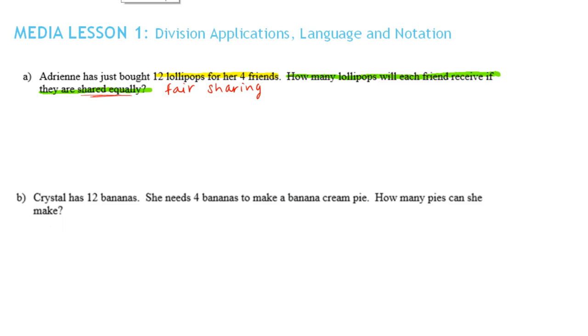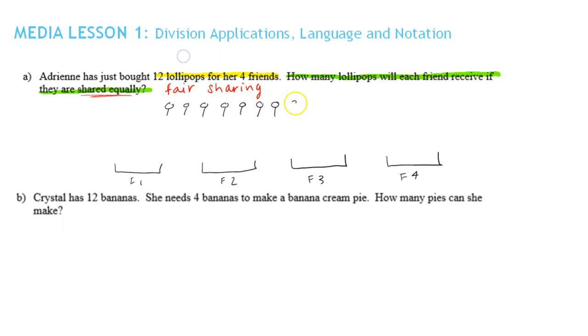So I'm going to make 4 little bins down here that represent the friends. So this is friend 1, this is friend 2, friend 3, and friend 4. And we know there are 12 lollipops. 3, 4, 5, 6, 7, 8, 9, 10, 11, 12. And at this point, you may know what the answer is, but hypothetically, we don't know.